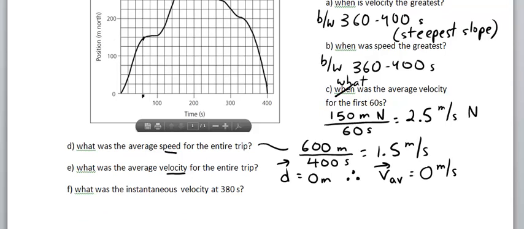And finally, what was the instantaneous velocity at 380 seconds? Well, to do this, let's find 380 seconds. There it is. Right there. Now this is not exactly a straight line here. So what I would do is use a ruler and draw a tangent line to make a straight line. Now, if you don't understand that, go back and watch the video called Determining Instantaneous Speed.